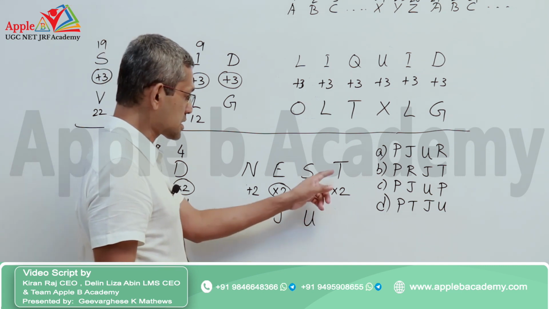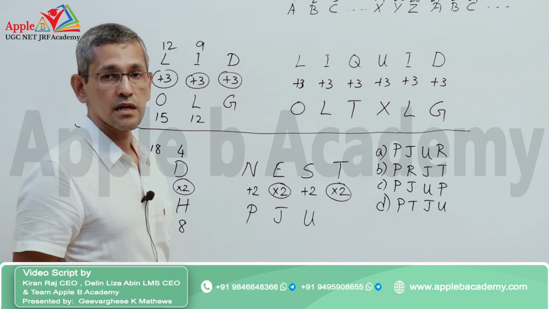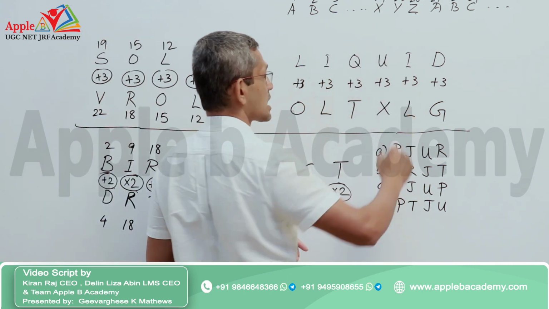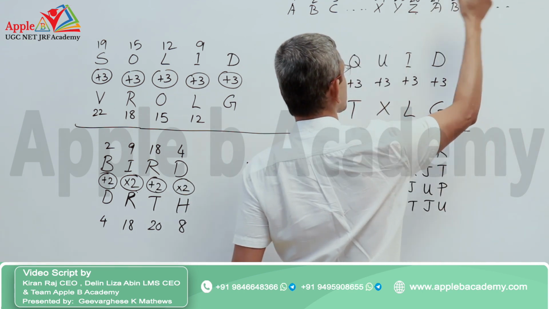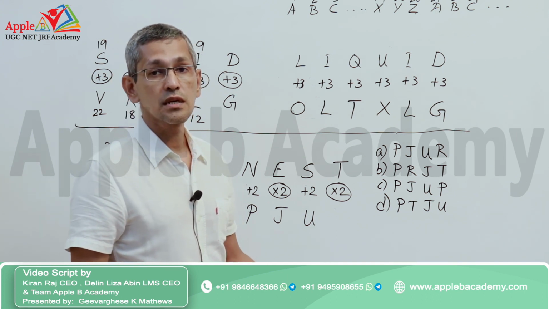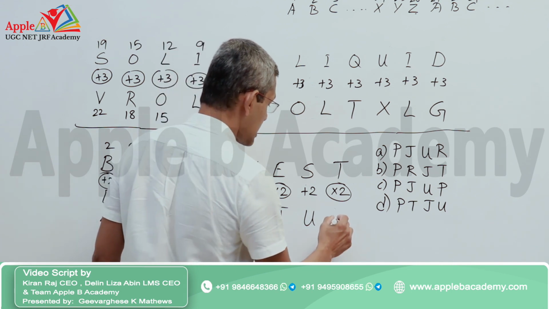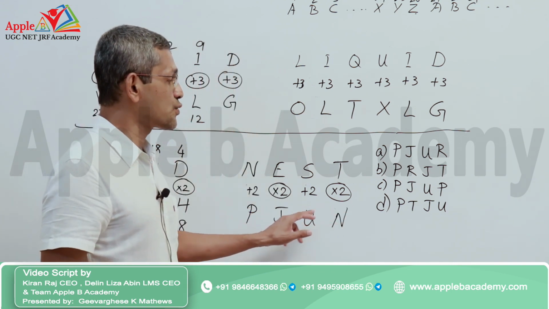Right? Then T into 2. T is 20. 20 into 2 is 40. The 40th letter? Well, Z is the 26th letter, so the 40th letter would be 26 plus 14, right? So that answer choice would be what? The 40th letter would be 14, right? N. So the answer must be P, J, U, N.